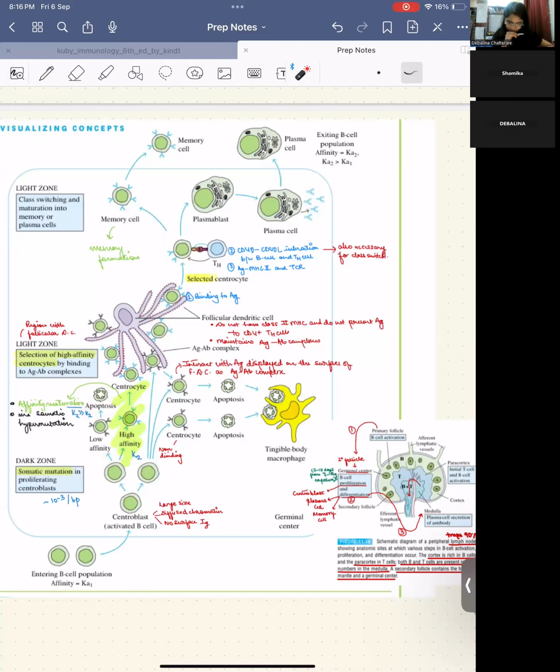Okay, ma'am. So, ma'am, somatic hypermutation is not taking place in the bone marrow, right? It is taking place when the B cells have come from the bone marrow to the lymphoid organs, right?